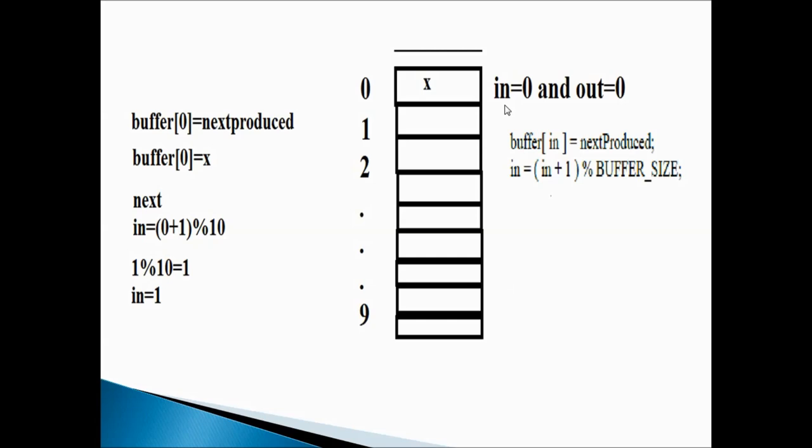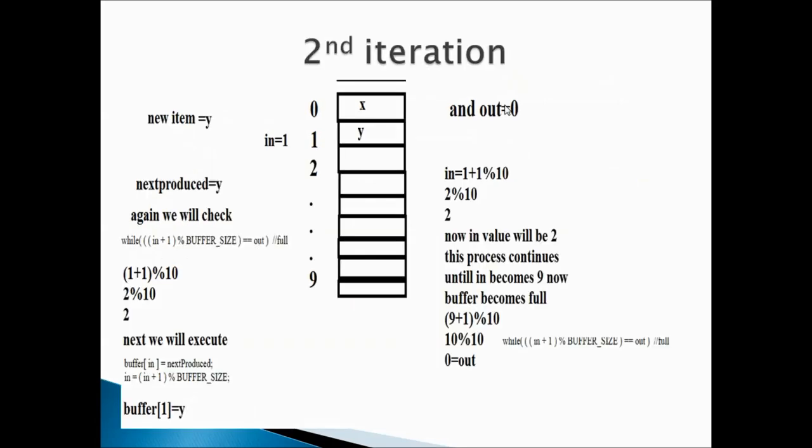Next we will see one more iteration. So this is the second iteration. Here I am inserting a new item Y. Now you can see my in value is 1 here. See, so next my item Y will be there in the variable next produced. Again we will check for the condition. So in value is what now? 1. 1 plus 1 modulo of 10, that is 2 modulo 10, 2.